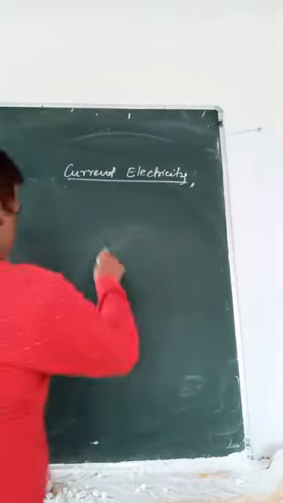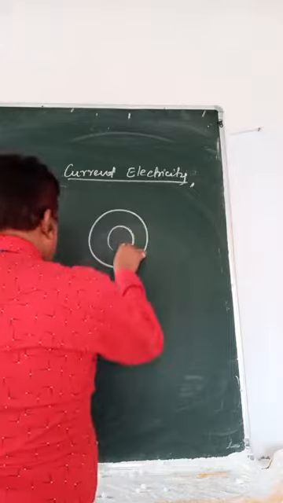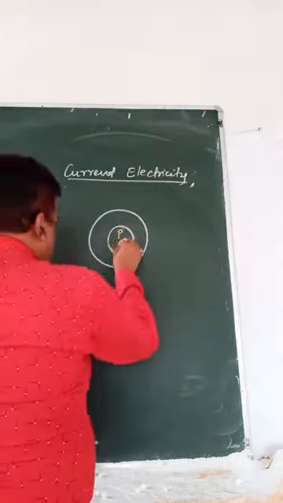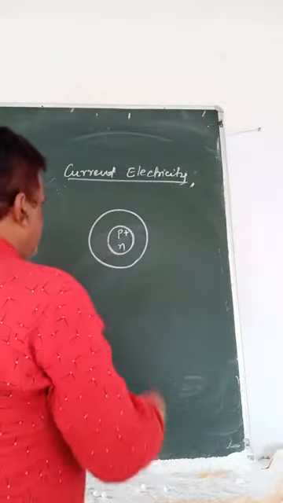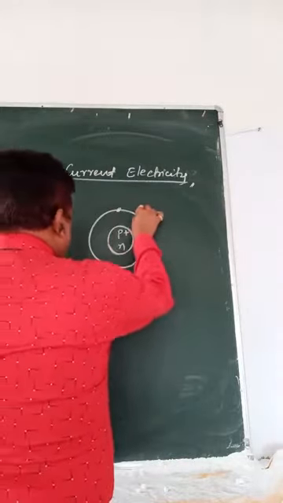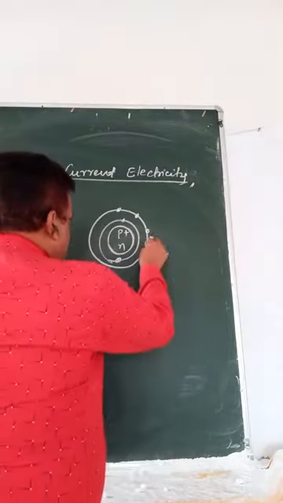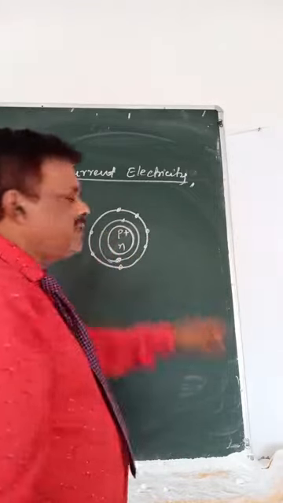Like in every atom, there is a nucleus. In the nucleus, there are protons and neutrons. Protons are positively charged, neutrons are neutral. Electrons move in the orbit. How many they are is not under our discussion. Only thing we can say, electrons are in the outermost shell, or electrons move in the orbit.